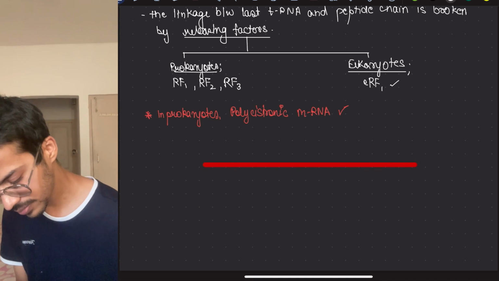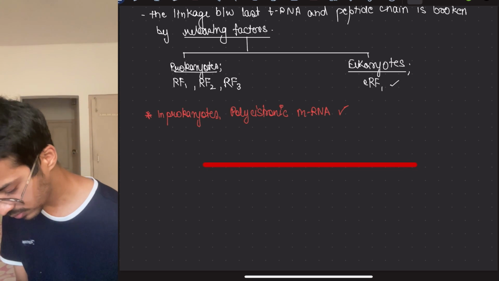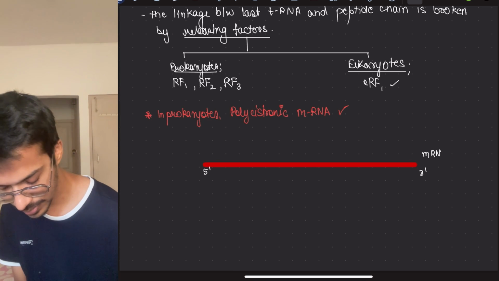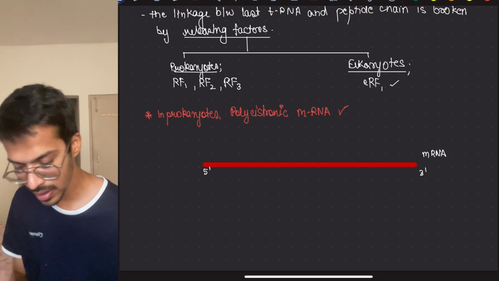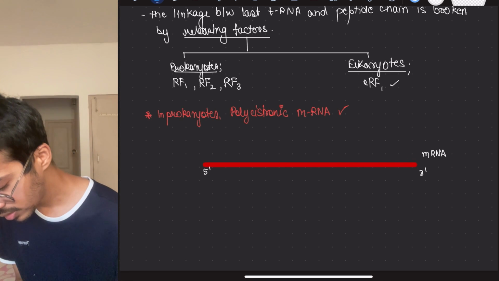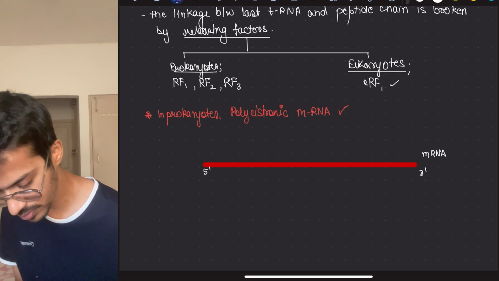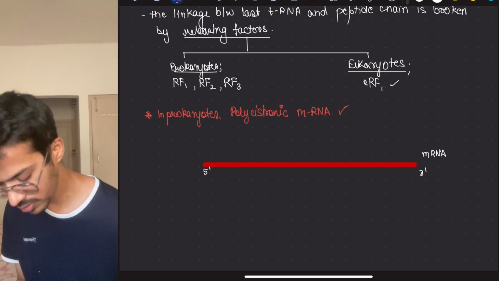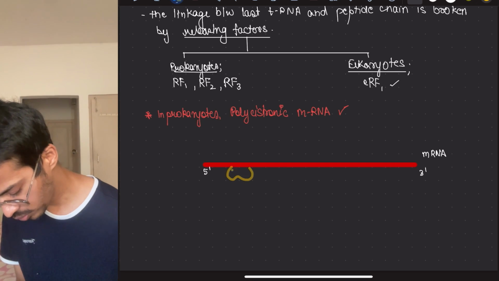This is your 5' to 3' mRNA. Okay, on this we have to make this. So what will happen? Your ribosomes will go and attach with it at multiple locations. This is only going to happen. For example, this is one such location. Okay, this is one position.